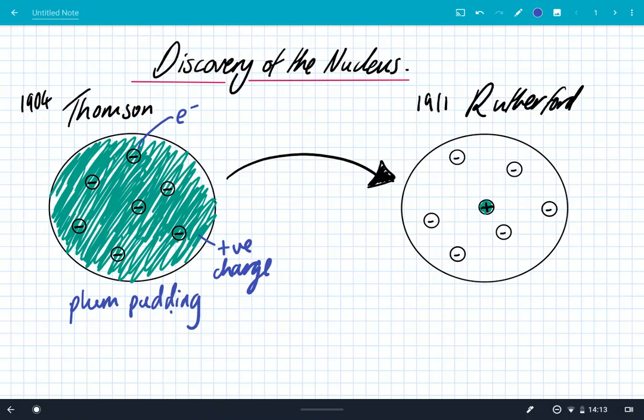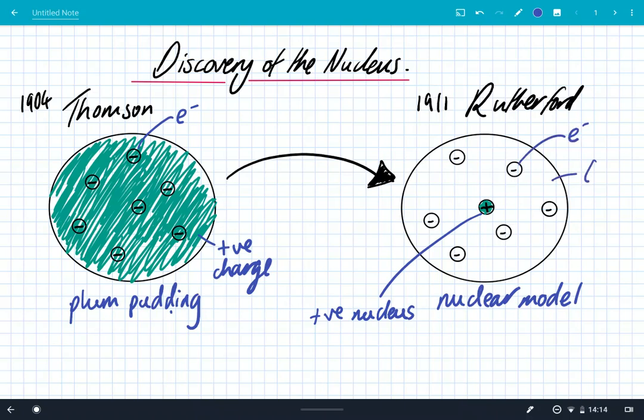In 1911, some of Thomson's students, Rutherford, with the support of Geiger and Marsden, did an experiment called the alpha particle scattering experiment. And from this, Rutherford developed the nuclear model. Let's have a look at the differences between the plum pudding model and the nuclear model. First of all, there's a positive nucleus. So instead of a cloud of positive charge, we've now got a condensed central particle called the nucleus, which is positive. There are still electrons, but these electrons are now in a load of free space surrounding that positive nucleus. There is no free space in the plum pudding model.